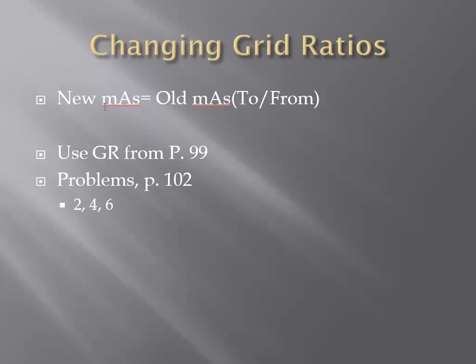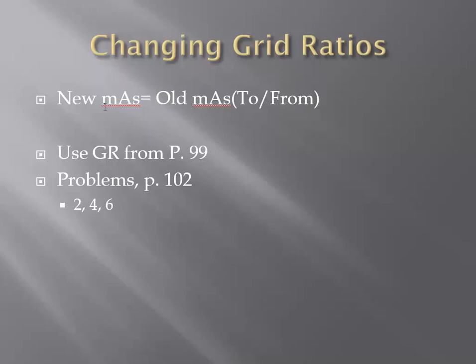And if you look on page 99, you see grid conversion factors. And on this next quiz, you're going to have the Bucky factors, you're going to have grid conversion factors provided for you. So if you look on page 99, what you see is no grid, 5-to-1, 6-to-1, 8-to-1, 12-to-1, 16-to-1.